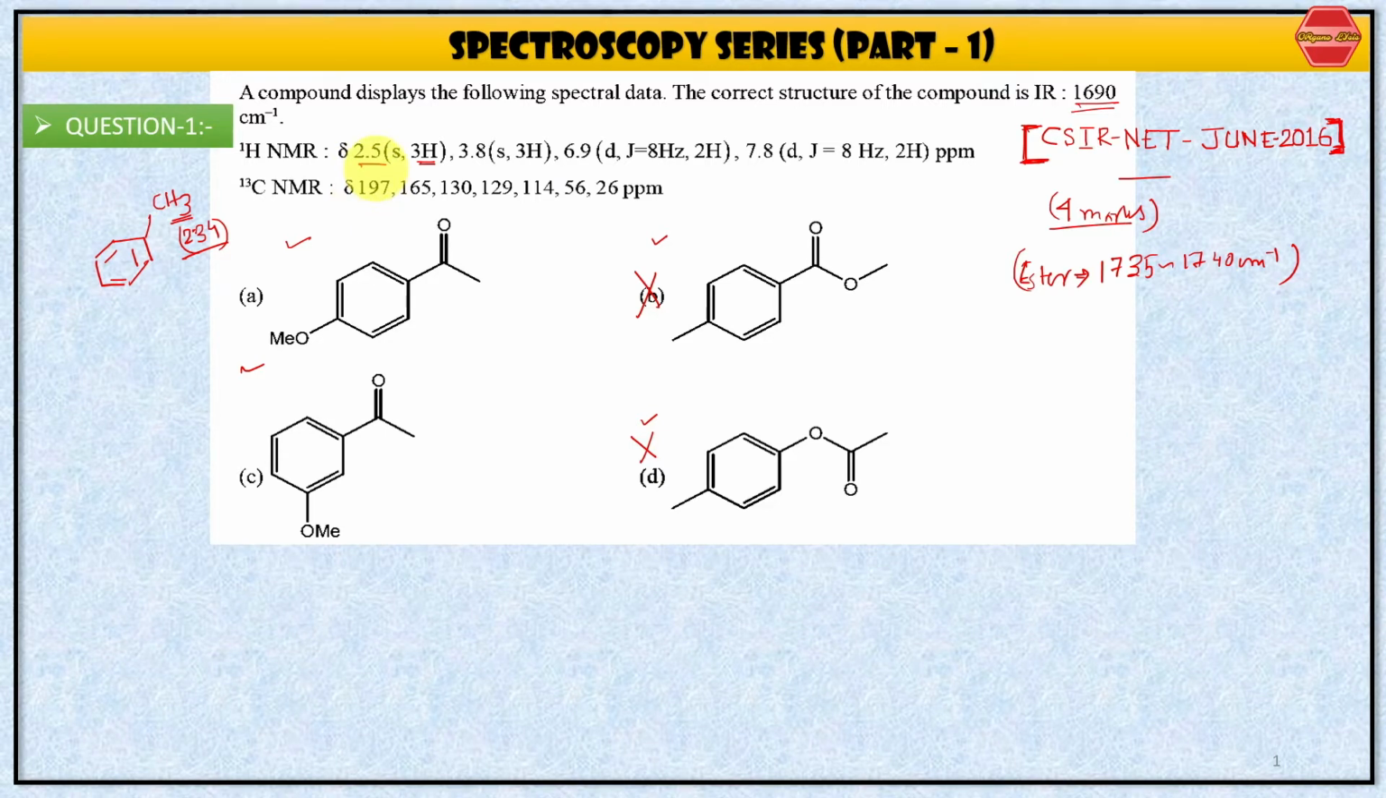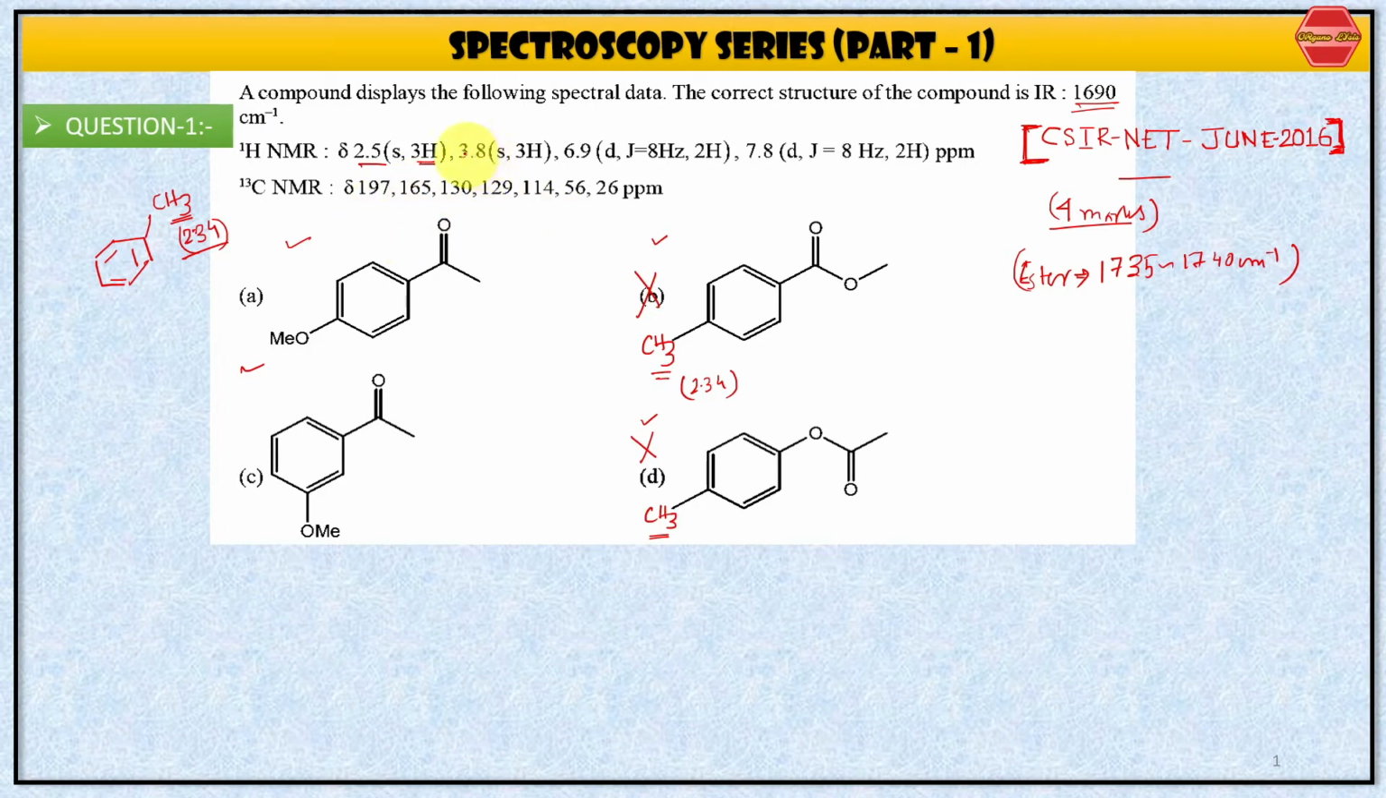Now this 2.5 can be due to attachment to a ketone or some kind of electronegative group. But if you look at option B and option D, a methyl group is present here and here, but these methyl groups show values around 2.34, whereas the value given to you is 2.5. So this way you can also eliminate option B and D, right? So option B and D are completely incorrect.